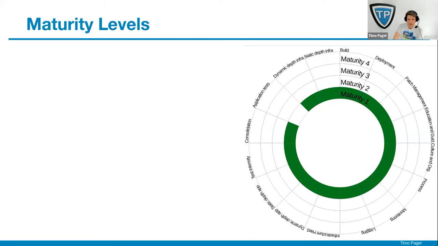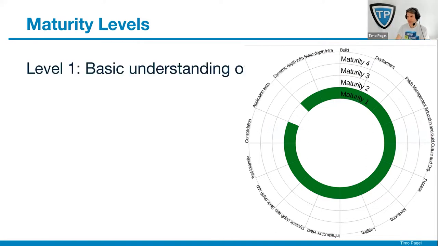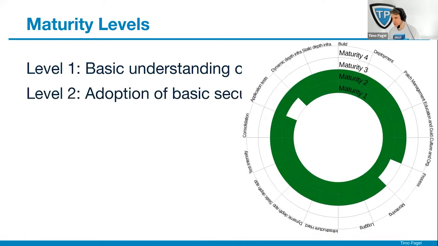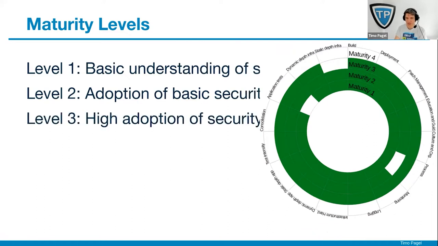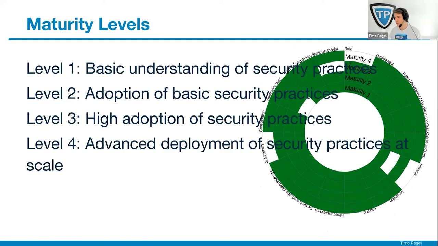As I said, we have four maturity levels, and level one means that you have a basic understanding of security. Level two means that you have an adoption of basic security practices. Level three means that you have a high adoption of security practices. And level four means that you have advanced deployment of security practices at scale. So those are the words here. Mainly it's level one, you have a little security, and level four means you have a very, very high security level reached.